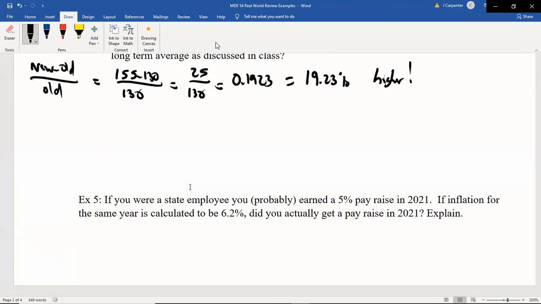So again, just going down to big averages, you earned a 5% pay raise, but inflation was 6.2%. Did you actually get a pay raise? Well, sadly, no. You actually lost 1.2% of your previous purchasing power.